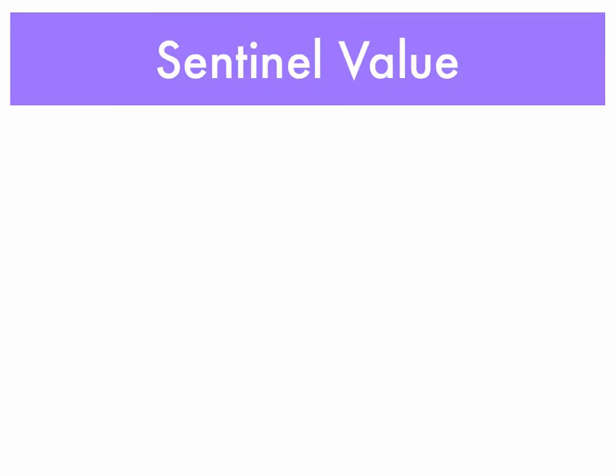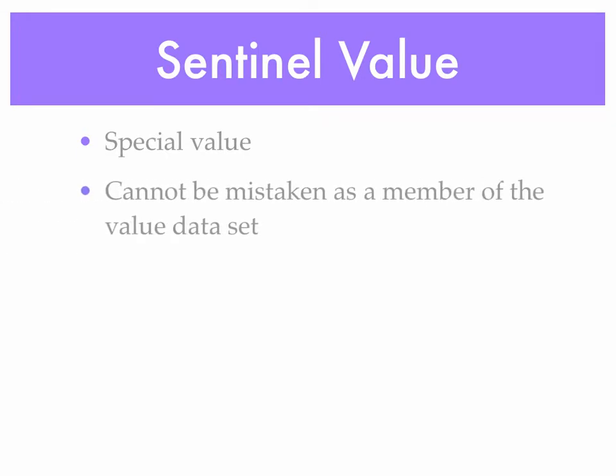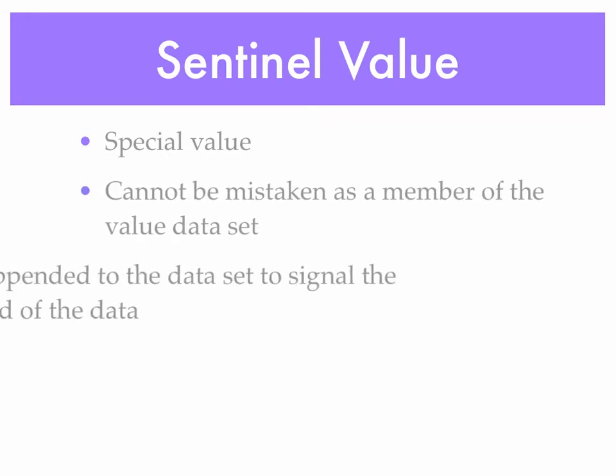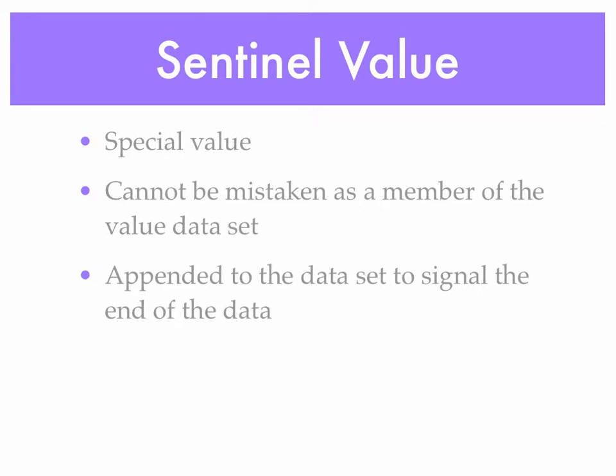Now, a sentinel is a special value that can't be mistaken as part of the data that we want to process. It's very often appended to a data set to signal the end of the data, and it signals the end of the loop, and when it's entered, we terminate the loop.